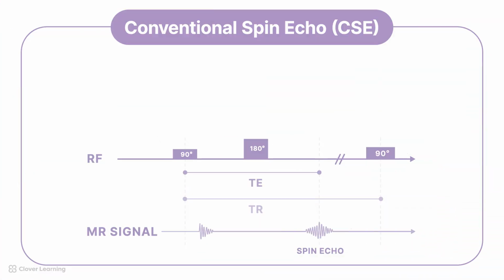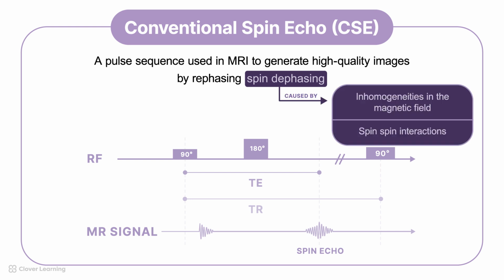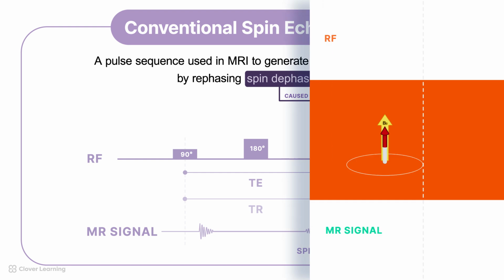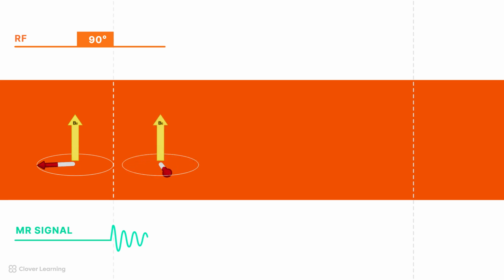Let's begin. Conventional spin echo, or CSE, is a pulse sequence used in MRI to generate high-quality images by rephasing spin dephasing caused by inhomogeneities, variations in the magnetic field, and spin-spin interactions. Initially, a 90-degree radiofrequency, or RF, pulse tips the net magnetization vector, or NMV, from its alignment with the main magnetic field, B sub 0, into the transverse plane, B sub 1. This action also causes the spins to precess in phase around the B sub 0 axis.